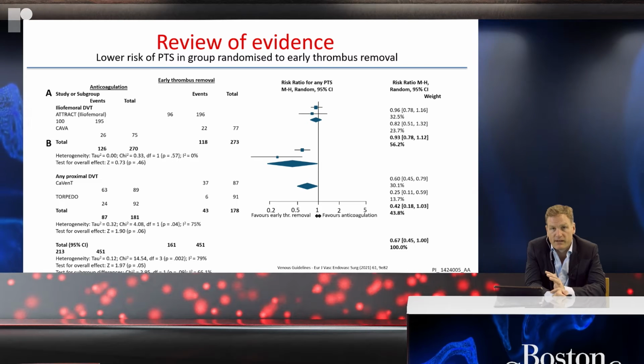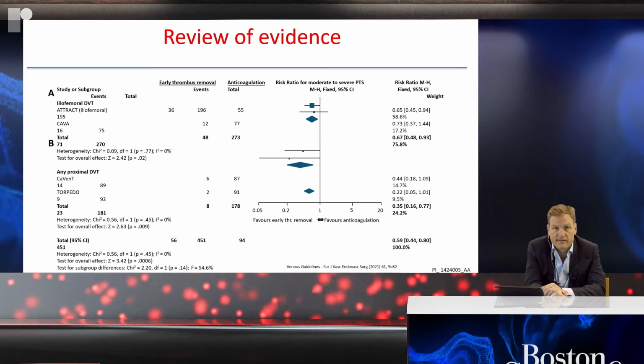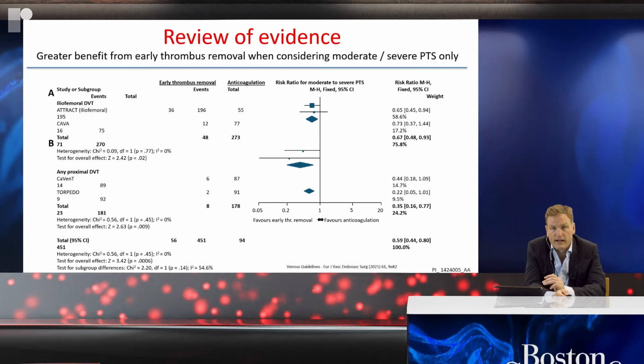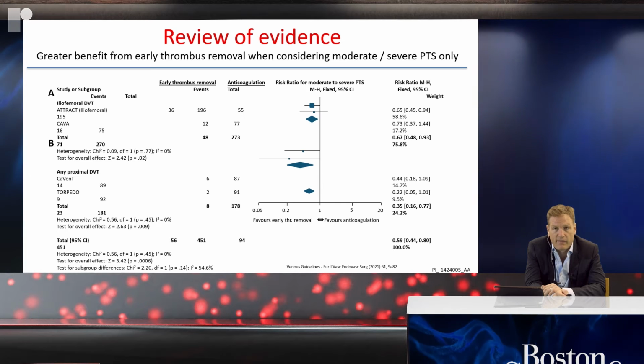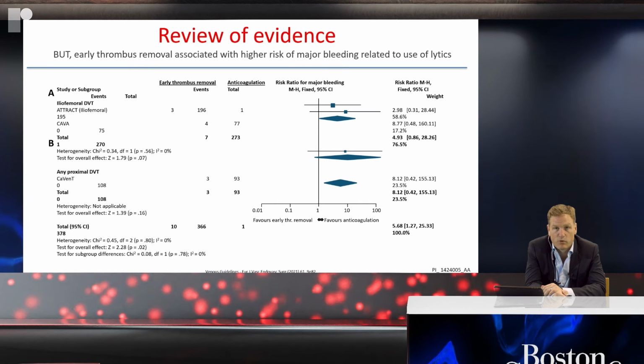And we know that mild PTS is a different beast to significant or severe PTS. Again, the same thing applies to the iliofemoral segment. So there is a greater benefit from early thrombus removal when looking at moderate or severe PTS only, and that is much more dramatic than if you combine that with mild PTS. So the reduction of severity is important.